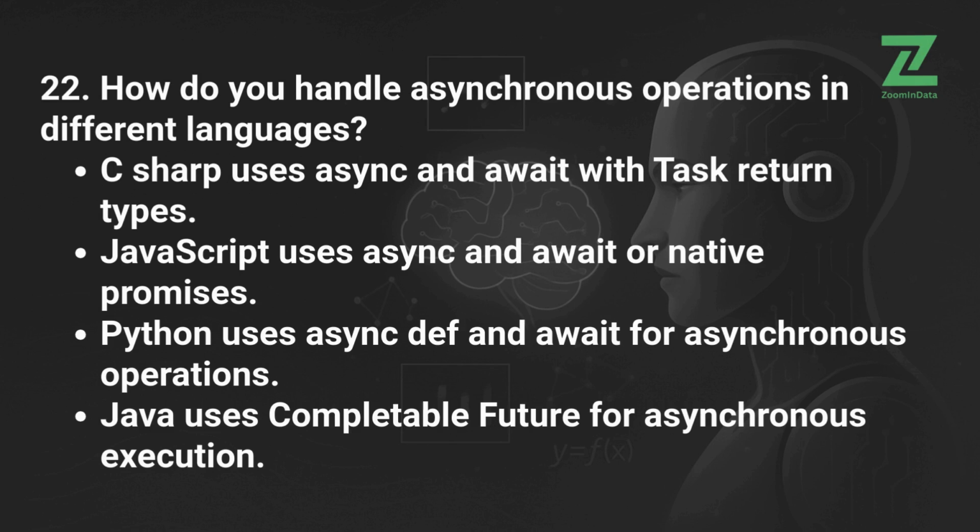22. How do you handle asynchronous operations in different languages? C# uses async and await with task return types. JavaScript uses async and await or native promises. Python uses async def and await for asynchronous operations. Java uses CompletableFuture for asynchronous execution.